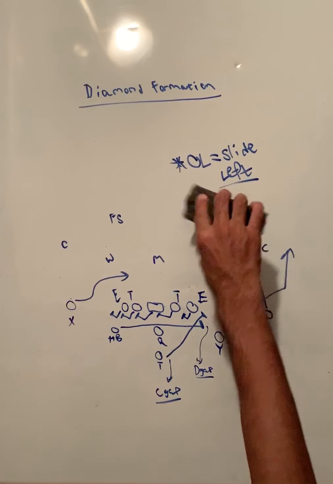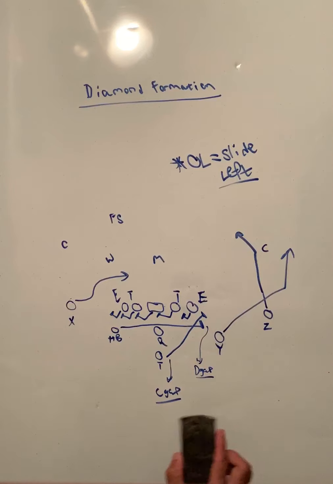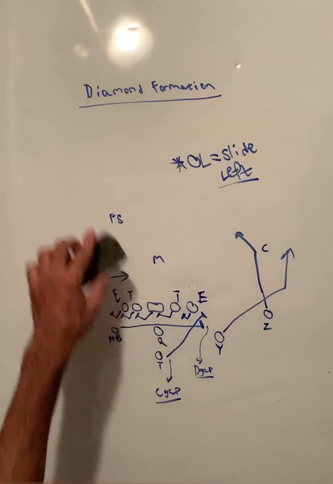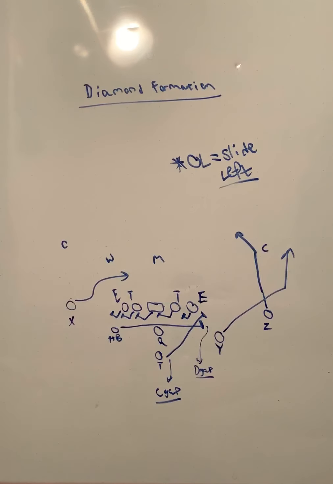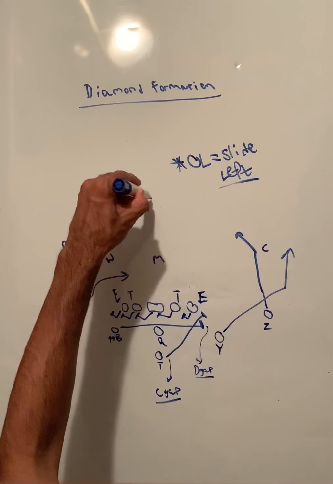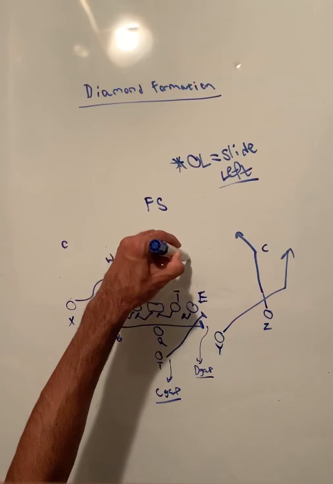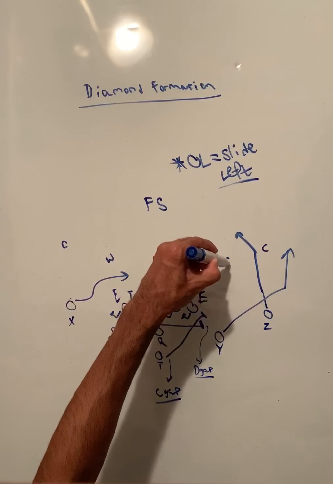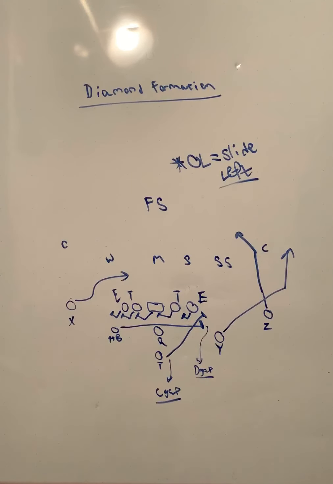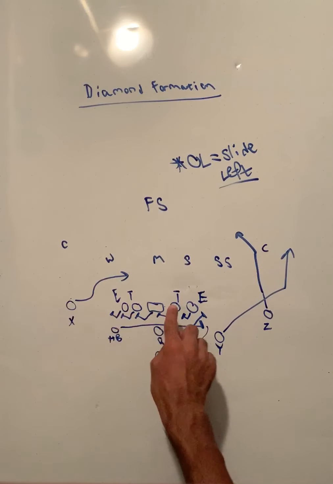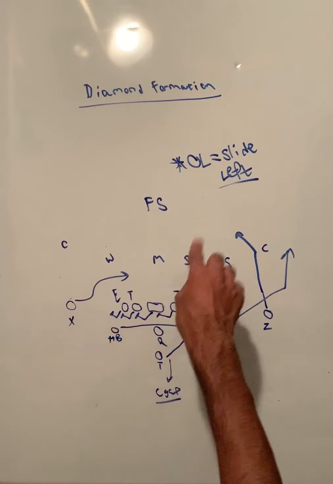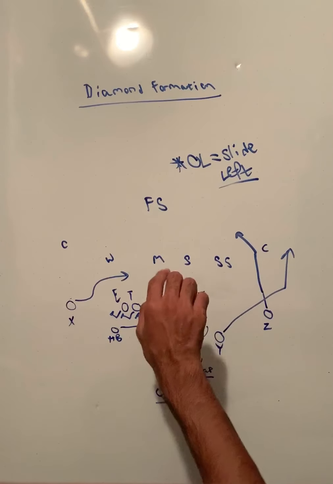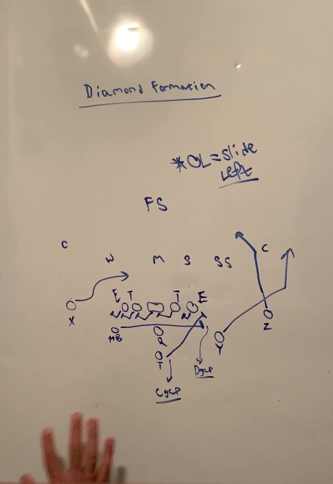Now, real quick, I don't want to make this video too long. I might have already, but we're going to move to a single high look, which means, again, one safety at the top. Our Sam is still here. And now we've got a fourth linebacker, well, a fourth player in the box. Our strong safety has creeped down. So we've got, again, 4 edge, tackle, tackle, edge, Will, Mike, Sam, strong safety. We've got an 8-man box, and we've got a single high look. Again, don't worry about the corners too much.